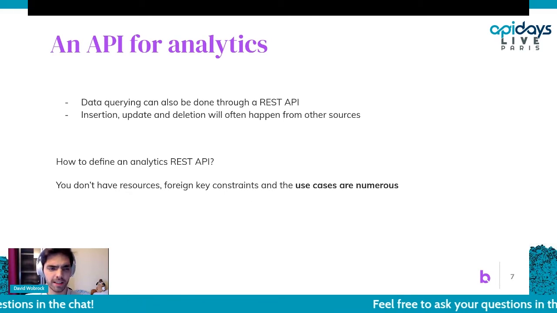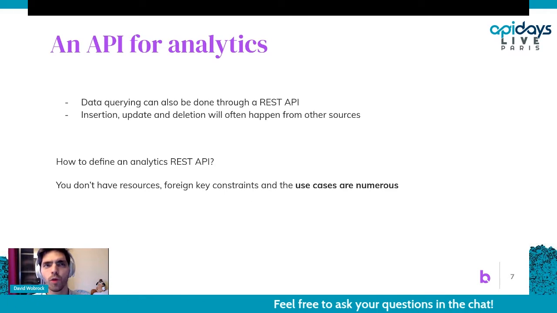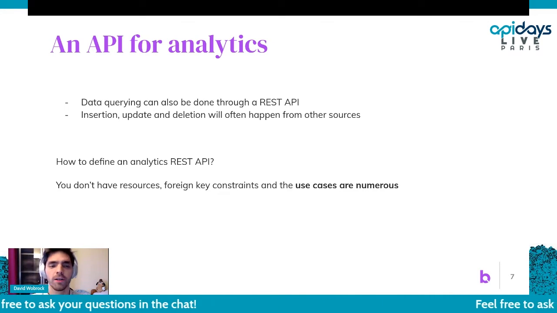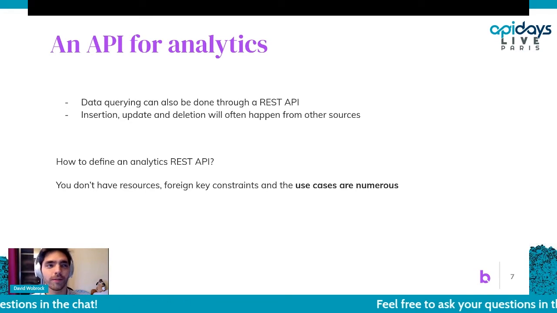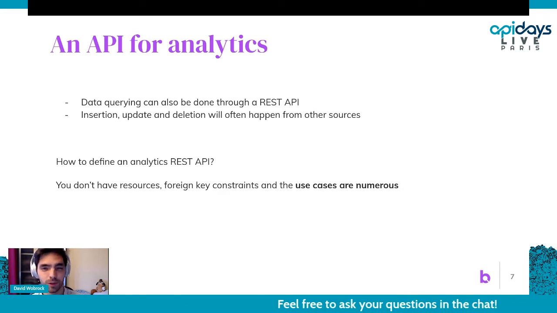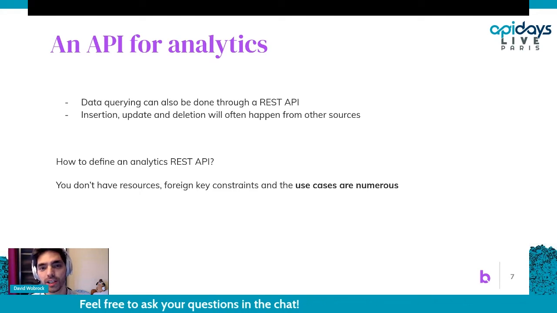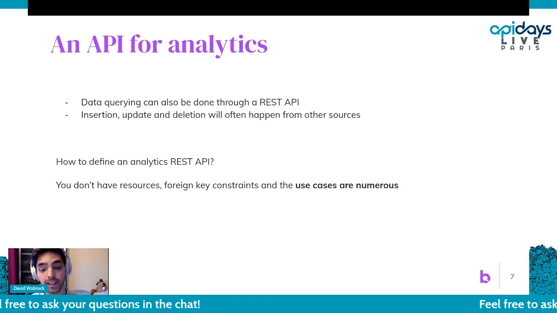Now, what about analytics? How would we want to do that in a web application, for instance? How would we query data from analytics? Well, you could also have a REST API, but you don't necessarily have one resource, since you don't know what resources are available, since that is very heterogeneous in your analytical database.